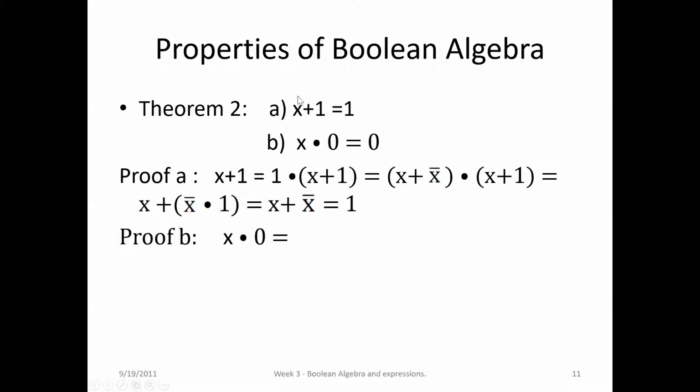Consider x to be 0. 0 plus 1 is 1, right? Consider x to be 1. 1 plus 1 is also 1, right? The output of an OR gate. Similarly here, x dot 0. If there is 0 in any of the inputs of the AND gate, the output is going to be 0. So irrespective of the value of x, you're going to get only 0 at the output.